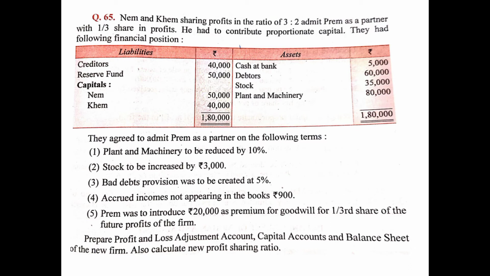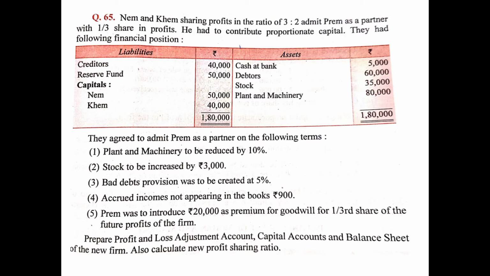Then point number 2, stock to be increased by 3,000. So the value of stock is 35,000. It has to be increased by 3,000. So this 3,000 is an increase in asset. It will be shown on the credit side of revaluation account by stock 3,000, and the journal entry for this will be stock account debited 3,000 to revaluation account 3,000. And when we prepare the new balance sheet of the new firm, on the asset side we will show the value of stock as 38,000, that is 35,000 plus 3,000.